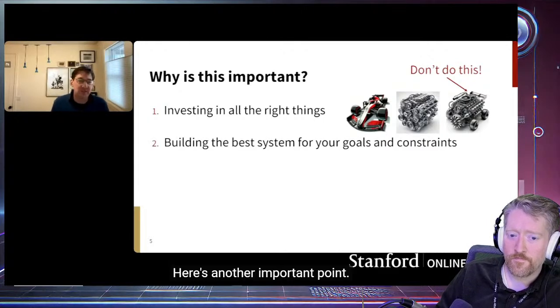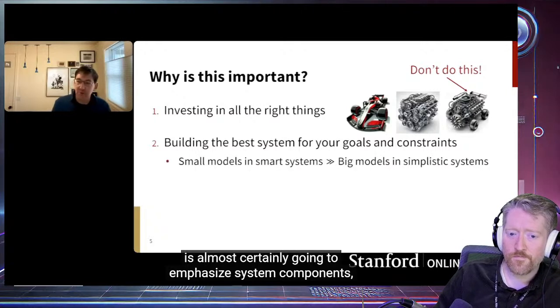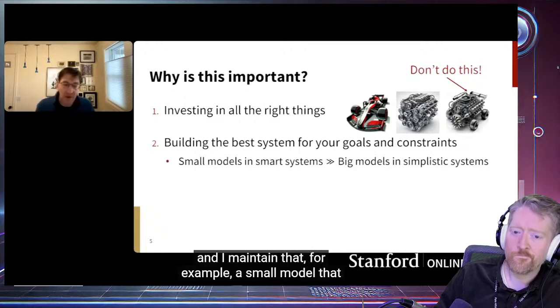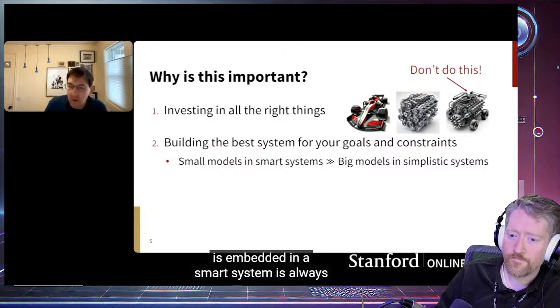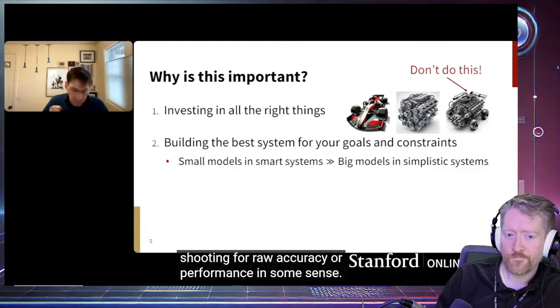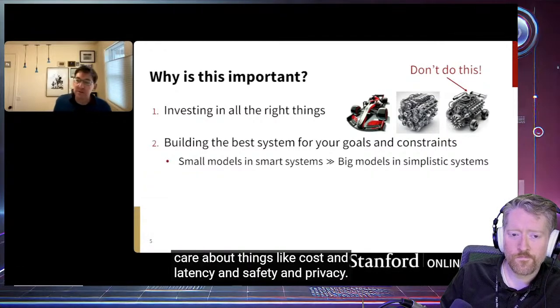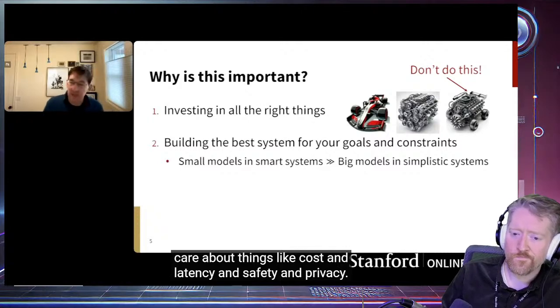Here's another important point. Building the best system for your goals and constraints is almost certainly going to emphasize system components. And I maintain that, for example, a small model that is embedded in a smart system is always going to be better than a big model embedded in a simplistic system. I think this is true even if you're just shooting for raw accuracy or performance in some sense, but it is absolutely true if you also care about things like cost and latency and safety and privacy.